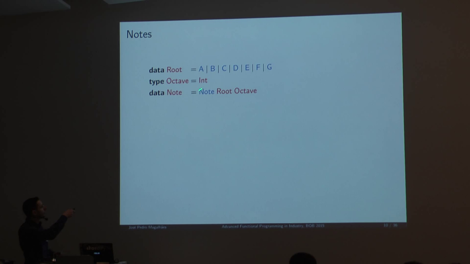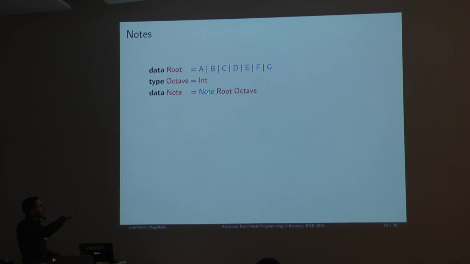Then, for encoding roots, we just define a data type that has seven possible alternatives, named A through G. These are then constructors of the data type Root. I always have types in red and the constructors, so the values used to build something of a type, in blue. Here we have a type synonym for octaves. We're not going to define a data type, we just use integers, because they are already defined. So these are standard names. This would be the fourth octave, this the fifth.